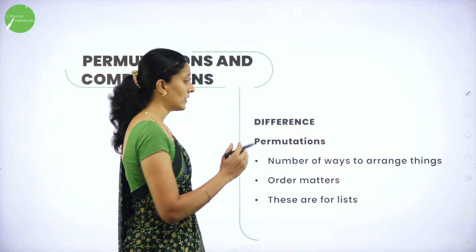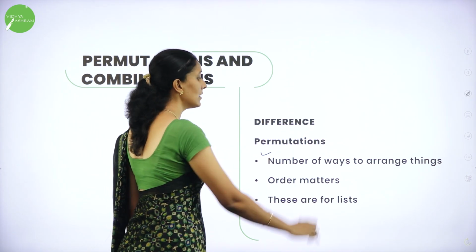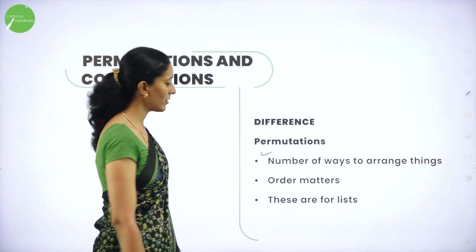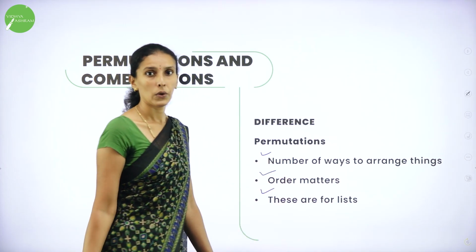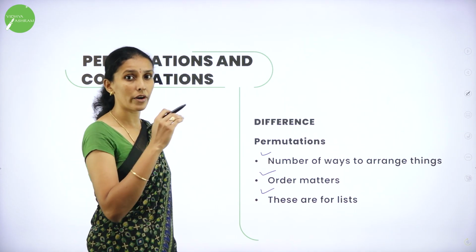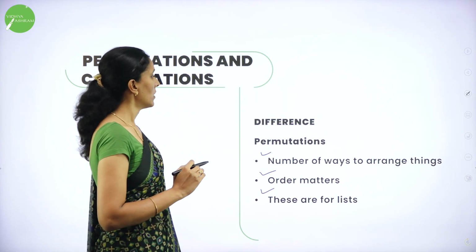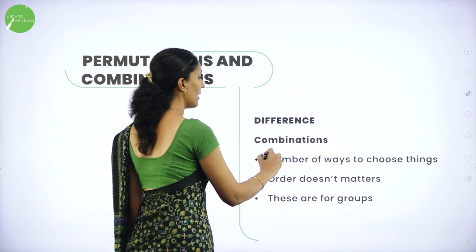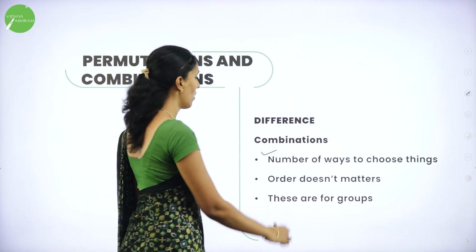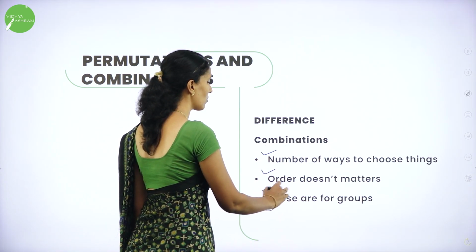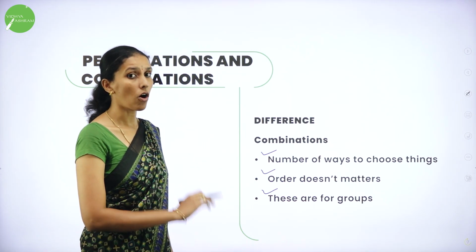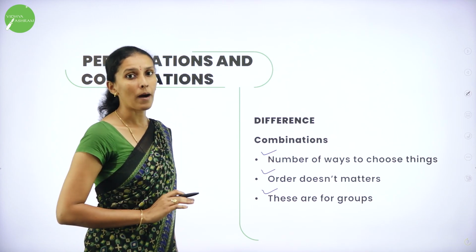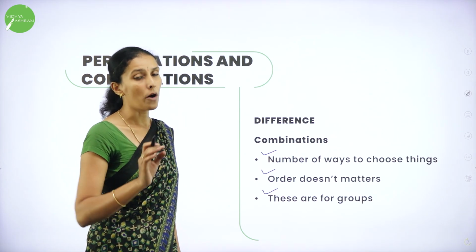As I already said, permutation is the number of ways to arrange things. Order matters, and this is for lists. We can form a list. Lists are in ordered way always. Combination means number of ways to choose things. Order doesn't matter. This is all for groups. We can form many types of groups. So here the order doesn't matter. So this is about permutations and combinations.